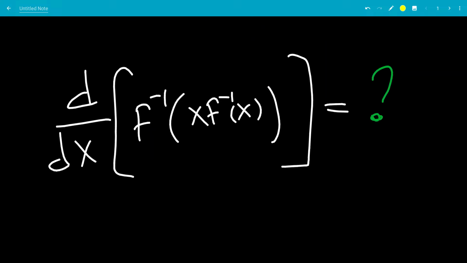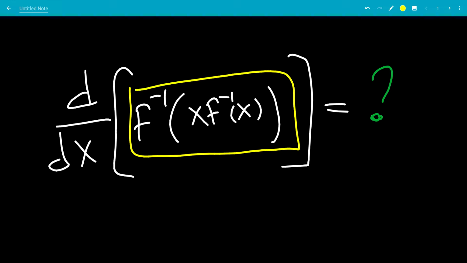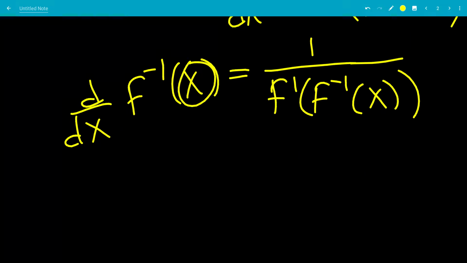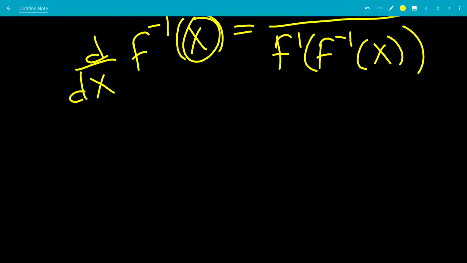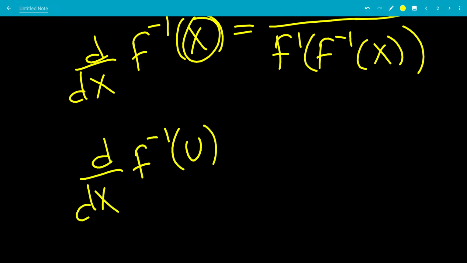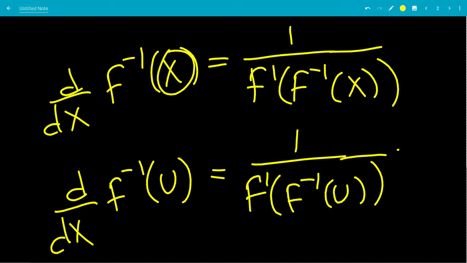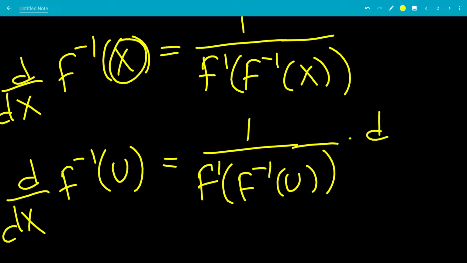Okay, so we have f inverse of some other function. So let's replace x here with some dummy variable u. So we have the derivative with respect to x of f inverse of u will be 1 over f prime of f inverse of, instead of x, we're replacing it with u. But don't forget to multiply it by the derivative on the inside, which is du/dx.